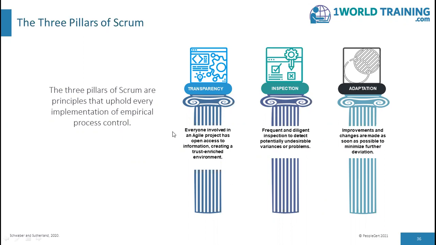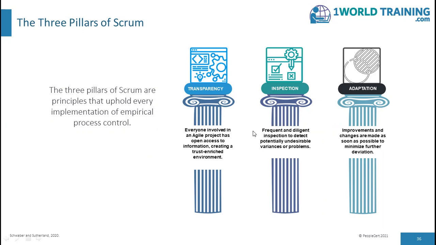Transparency. Everyone involved in an agile project has open access to information, creating a trust-enriched environment. Which means that the emergent process and work must be visible to those performing the work as well as those receiving the work. With Scrum, important decisions are based on the perceived state of its three formal artifacts. Artifacts that have low transparency can lead to decisions that diminish value and increase risk. Transparency enables inspection. Inspection without transparency is misleading and wasteful.